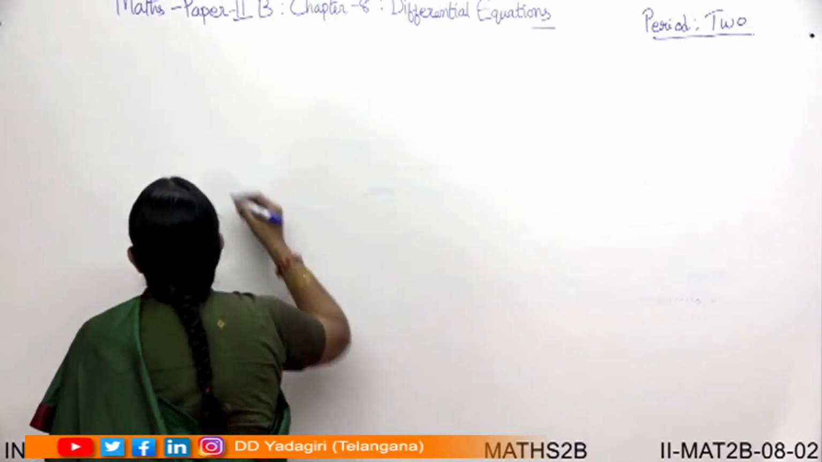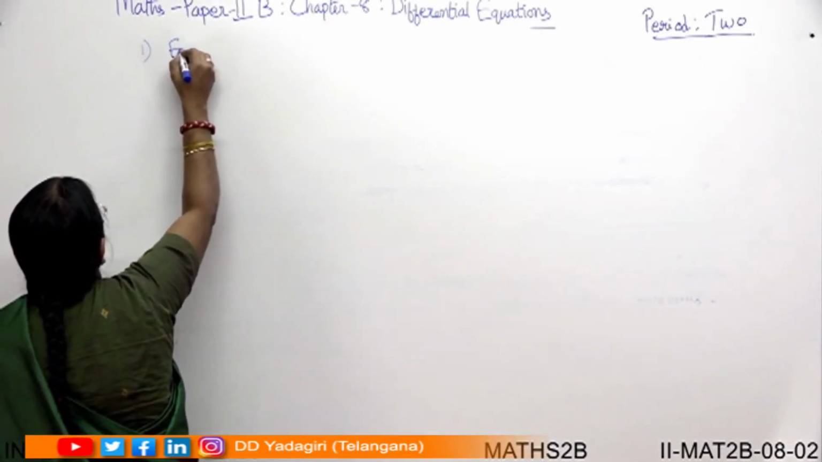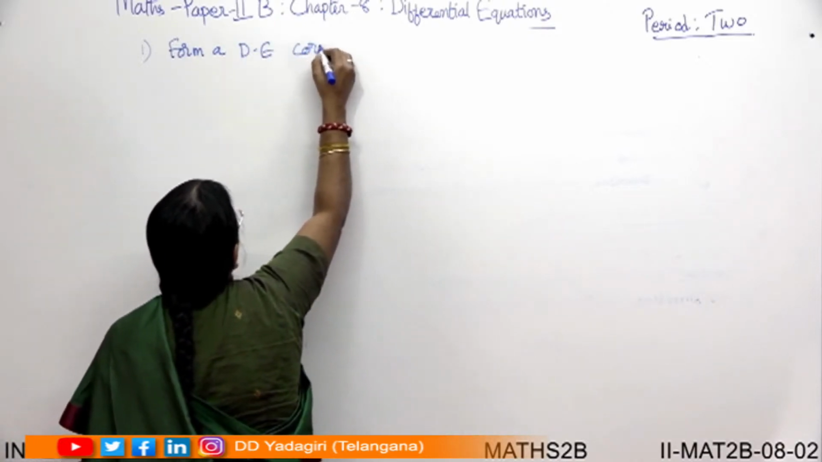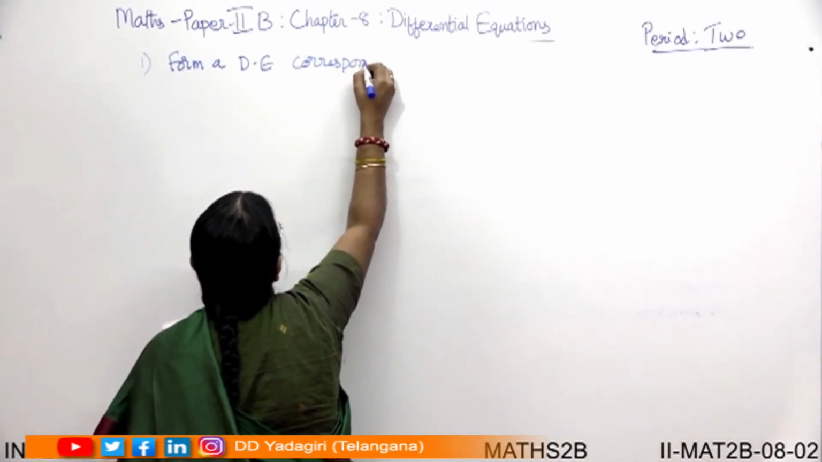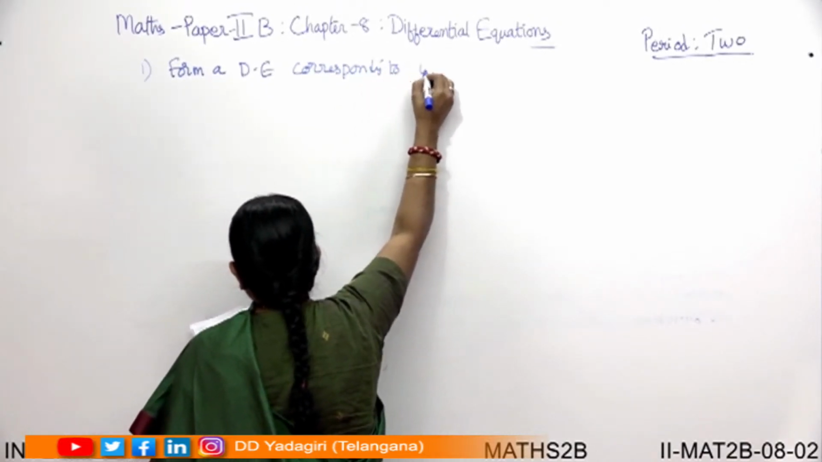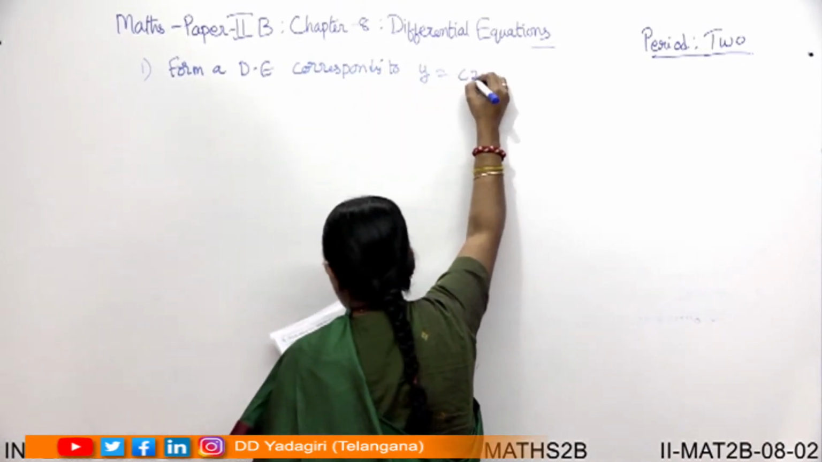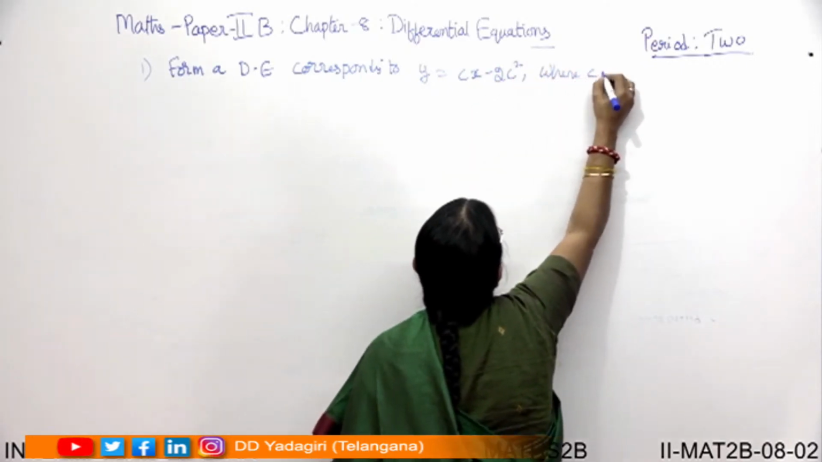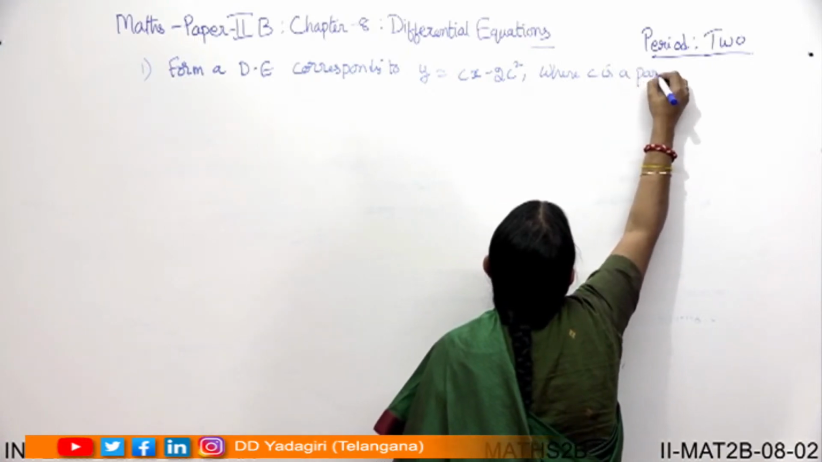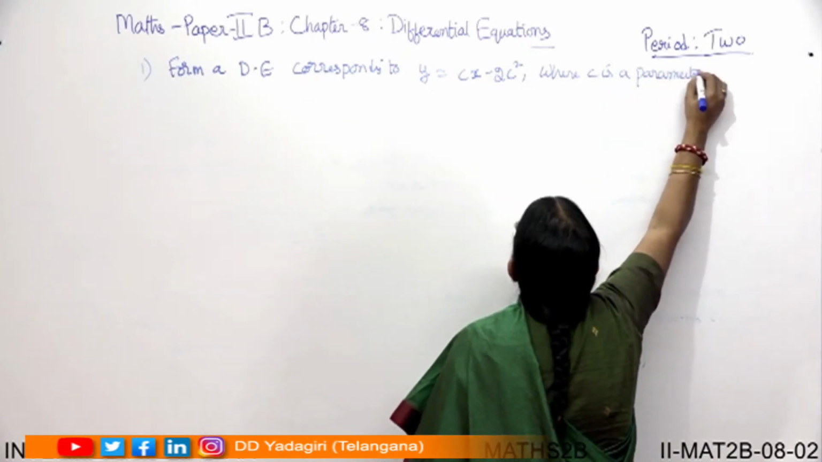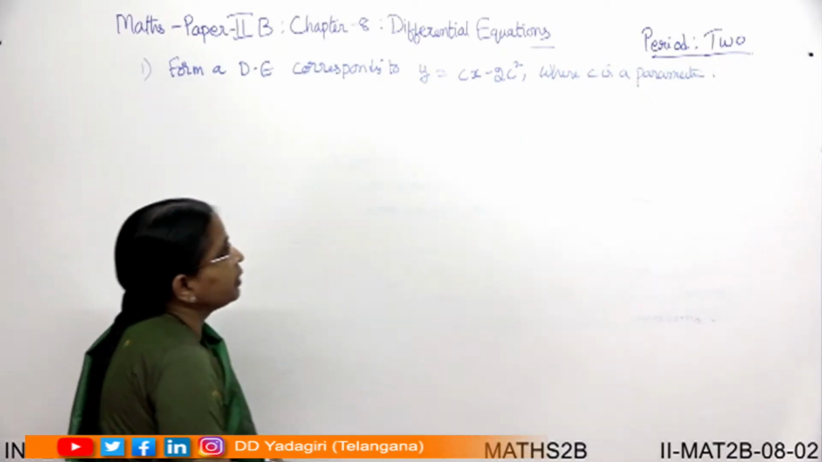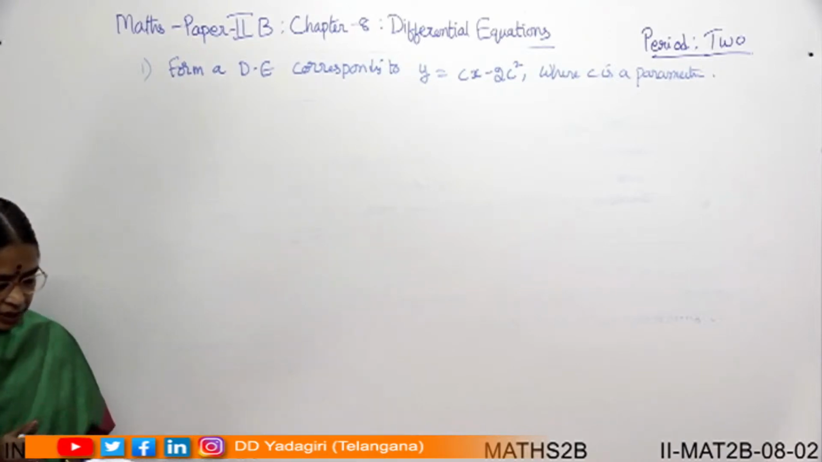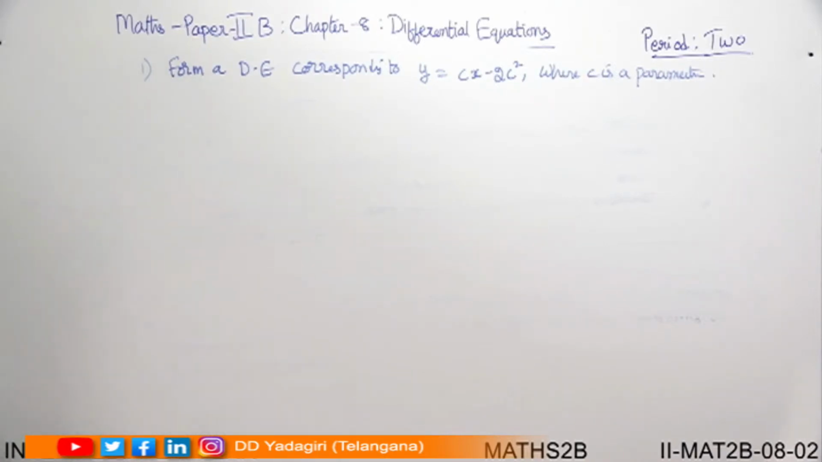Okay. Now first problem. Form a differential equation corresponding to y is equal to cx minus 2c square, where c is a parameter. That means only c is the arbitrary constant here. So you must form a differential equation for which this is the solution.